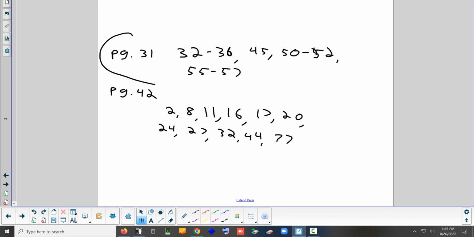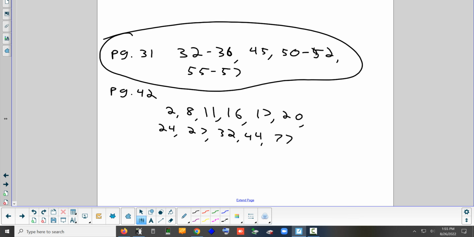So that is the homework on 1.3. If you want to write page 42, you can write it. You do not have to do page 42. That's going to be part of Monday night's homework. But this is due Monday. So I think it's like 10 or 11.